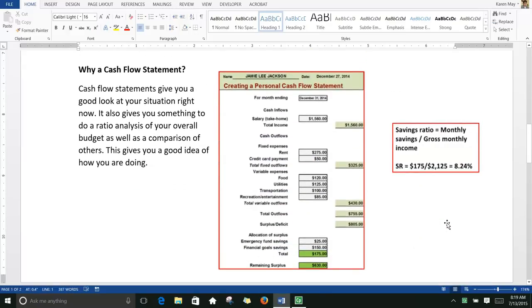Why a cash flow statement? Cash flow statements give you a good look at your situation right now. It also gives you something to do, a ratio analysis of your overall budget, as well as a comparison of others. This gives you a good idea of how you are doing.